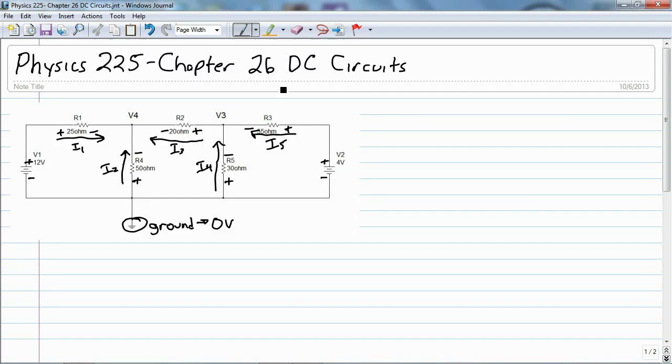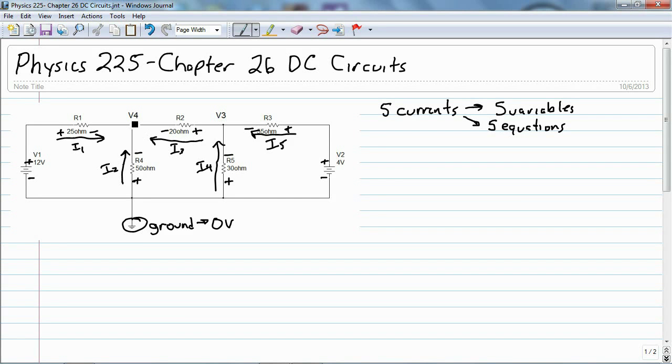The next step is to write the equations to describe this circuit. Now, there are 5 currents that we need to find. And with 5 currents, that means we have 5 variables. And this means that we need 5 equations to solve for those 5 currents.